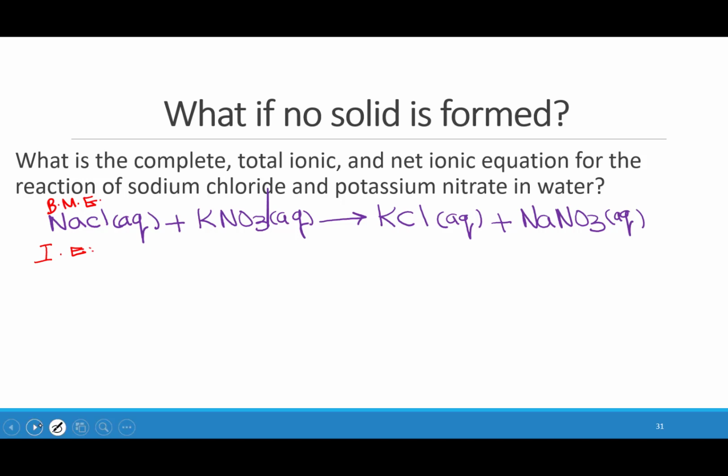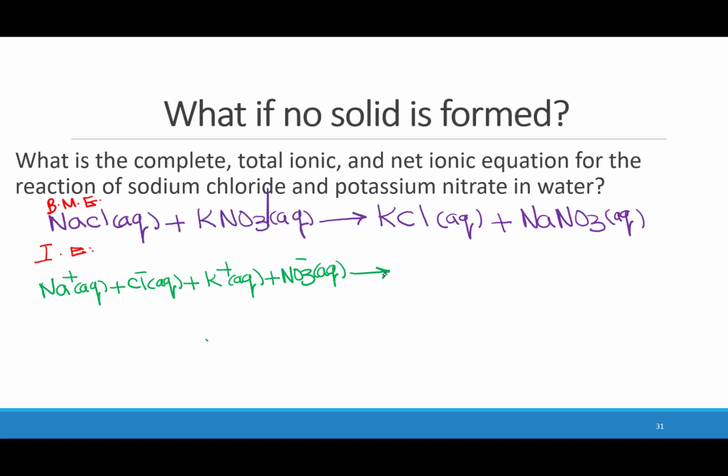Okay, now let's do the ionic equation. Right? Then sodium chloride is an ionic compound. It's in aqueous state. Then it undergoes separation, which produces sodium ion plus chloride ion. Potassium nitrate is the same thing. It's an ionic compound. It's in aqueous state. It produces potassium ion and nitrate ion.